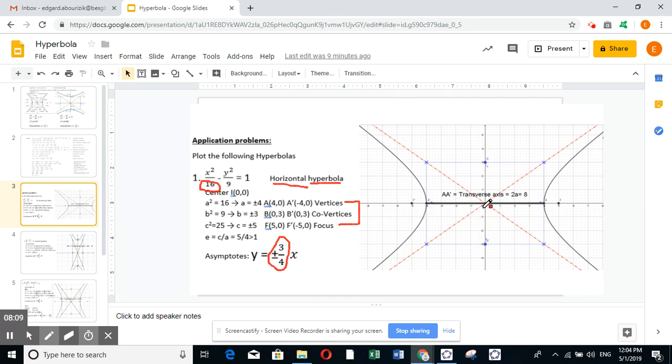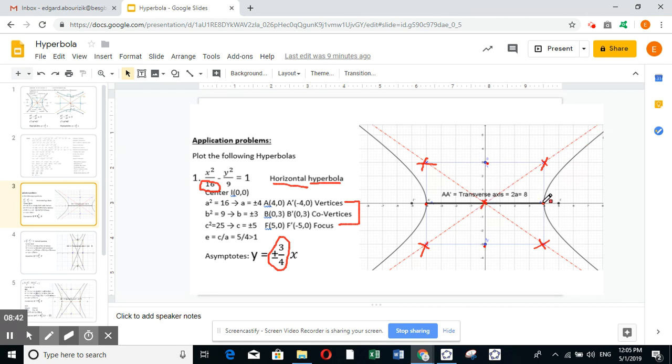How do we graph? You put first of all the center. The first thing we do, I have the points (4, 0), this is the vertex, and this is another vertex. The co-vertices are (0, 3) and (0, -3). I draw a parallel from here, a parallel from here, and a parallel from this vertex. It makes a rectangle. When I make the rectangle, I take the four corners. Now I join them, passing through the center. So this is the asymptote.